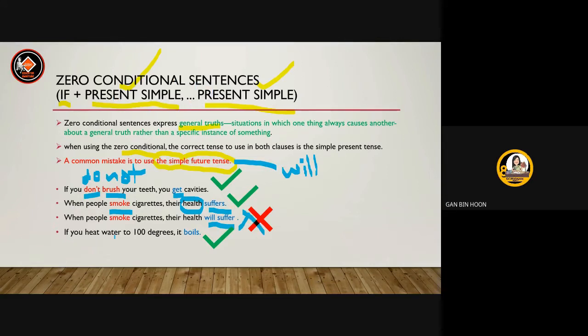Okay, the last one: if you heat water. Here I didn't write the tense because I want you to find it, okay? So actually heat here is the present simple. So if you heat water to 100 degrees, it boils. Water is boiling. So you see the singular form, boils. Okay, so this is called zero conditional sentences. Can you understand? Any problem?